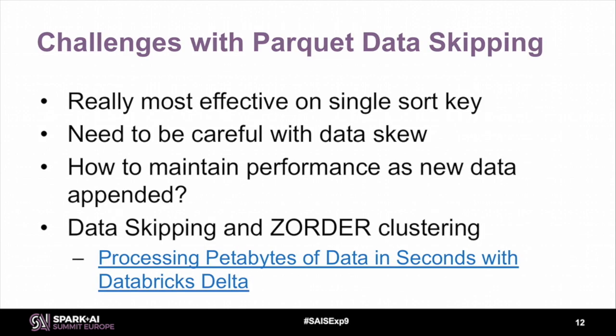Now, there are some challenges with this. One, it can depend on your data, but typically you're probably only going to see it really effective on a single sort key. And you also need to be careful with data skew, right? If you have something like account ID, you have certain accounts that are more active than others, so you may end up with files that have a lot more records based on the sort key than others.